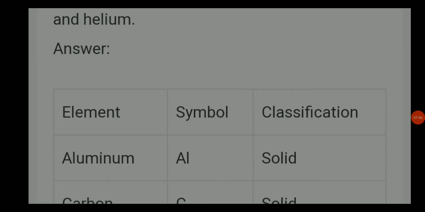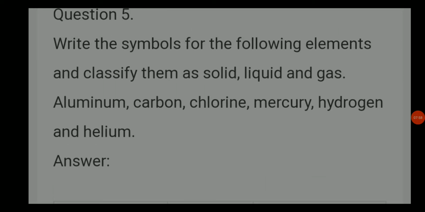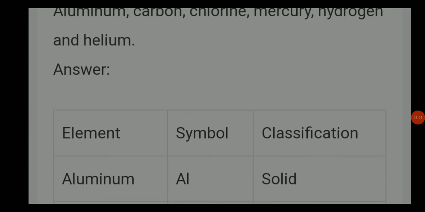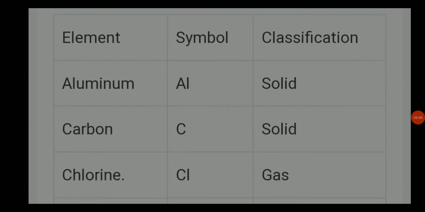Your next question, fifth question. Write the symbol of the following elements and classify them as solid, liquid and gas. So there are some elements given: aluminium, carbon, chlorine, mercury, hydrogen and helium. You have to separate into three columns. First write the elements, then the symbol and then the classification, whether it is solid, liquid or gas.